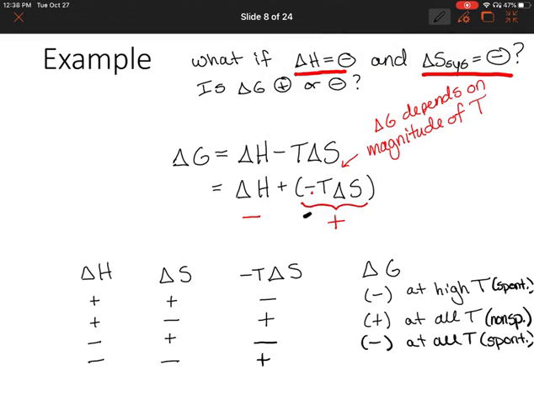So looking at our equation, if the temperature is really, really small, that's going to make that full negative T delta S really, really small. So then delta H will be bigger in magnitude and it's negative. So that will make delta G negative. So delta G will be negative at low temperatures. So it will be spontaneous at low temperatures.